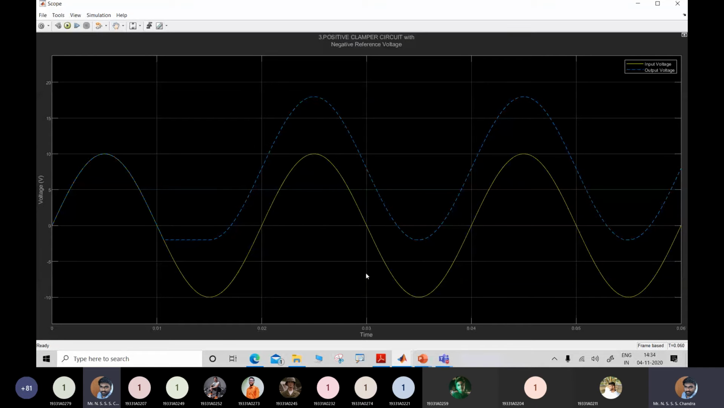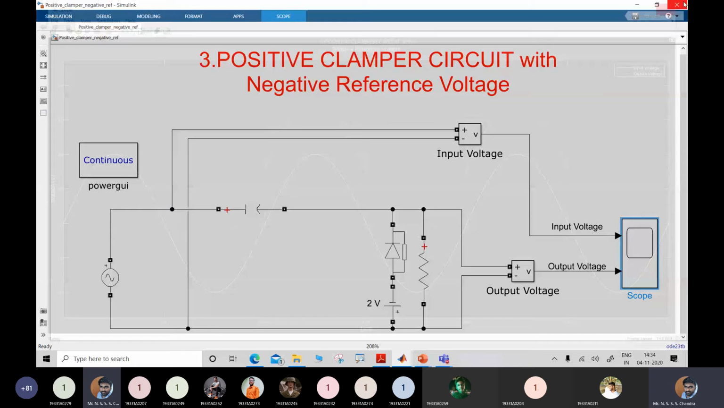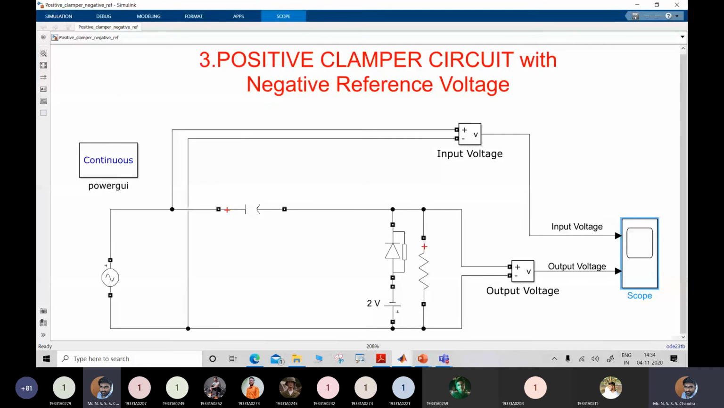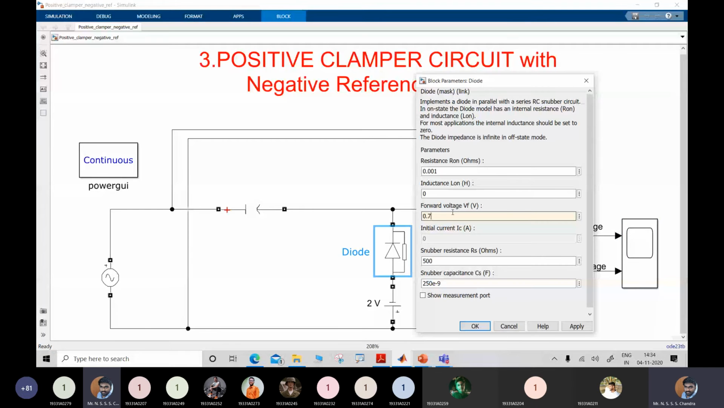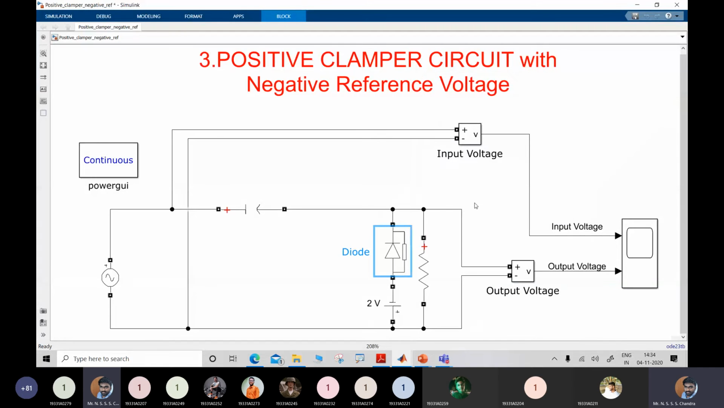In case you are considering a practical diode of 0.7 volts, then instead of a change in voltage of 8 volts, you will observe a change in voltage of only 8 minus 0.7, that is 7.3 volts.